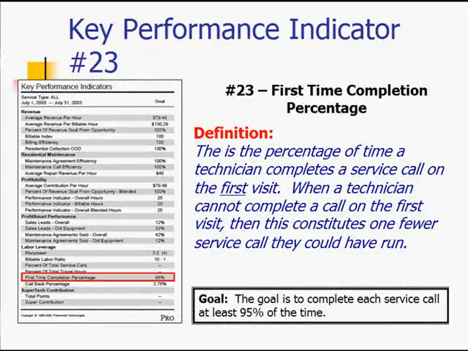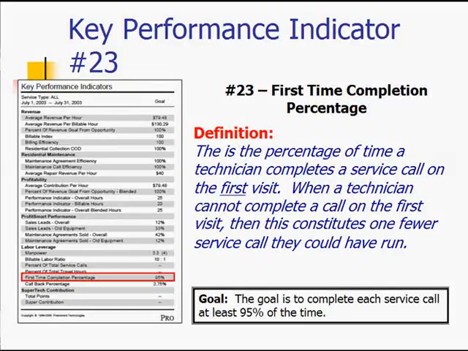Key performance indicator number 23, first time completion percentage. If you thought travel habits were costing you money, wait till you see how this one can affect your bottom line profitability. This is the percentage of time a technician completes a call on the first visit. When a technician cannot complete a call on the first visit, this constitutes one fewer service call that they could have run. Our goal here is to complete the call 95% of the time on the first call.